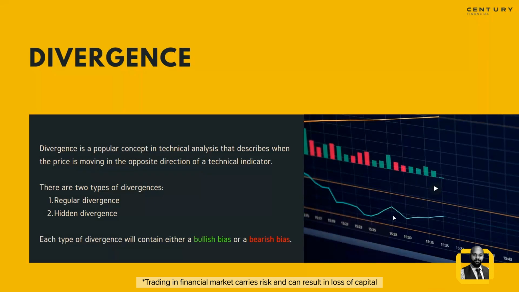So there are two types of divergence that we'll be looking at. A bullish one, which will be a bullish bias. When I say bullish bias, that means we can see a divergence indicating the market can start moving up. On the other hand, we can see a bearish bias, which will indicate the market can start going down.